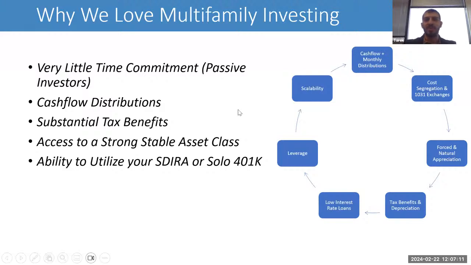So why we believe in real estate, multifamily in particular. We love it because it requires very little time commitment for passive investors. I say that because once upon a time, in a past life, we used to do single family properties before we eventually grew into the commercial and multifamily space. And what we realized is that it takes a lot of work to buy a single family property, but to take that to a bigger multifamily property, it's not that much extra work. So it scales a lot better.